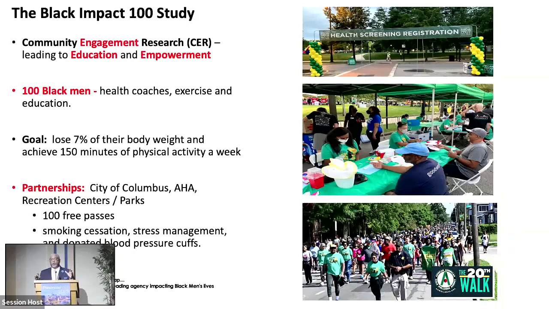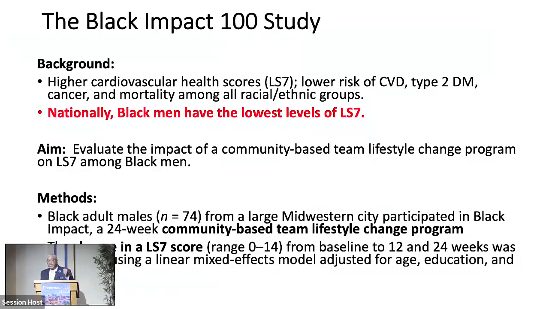And there were partnerships, again, with the African American Male Wellness Walk Initiative and with the City of Columbus Parks and Recreation. They gave them free passes to go to the parks. There was smoking cessation and stress management. They donated blood pressure cuffs to these men to really try to make a difference. The reason they did this is because nationally, Black men have the lowest levels of Life's Simple 7, and a low level is not good. You want a higher level to decrease your chances of having problems. So this was a community-based team lifestyle change program to try to impact your Life's Simple 7 score.